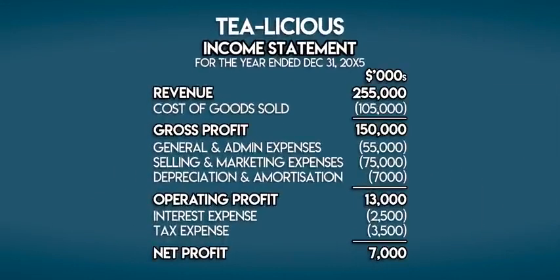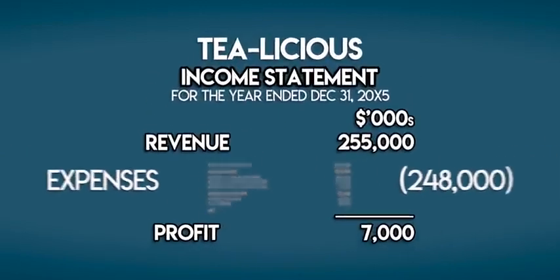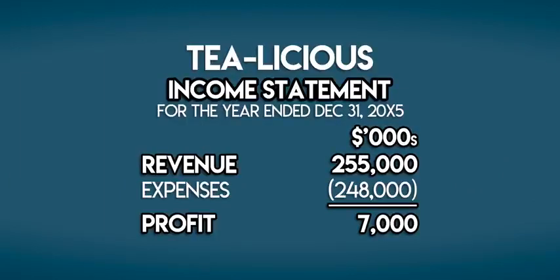As you can see in the header, the income statement covers a period of time. The year ended December 31st. And in the body of the report, we have a summary of revenue earned and expenses incurred. If we collapse it, then we find that the income statement is really showing us three things. Firstly, Tealicious made $255 million in revenue, which is their top line income that it earned from selling products during the year. Secondly, it incurred $248 million in expenses.